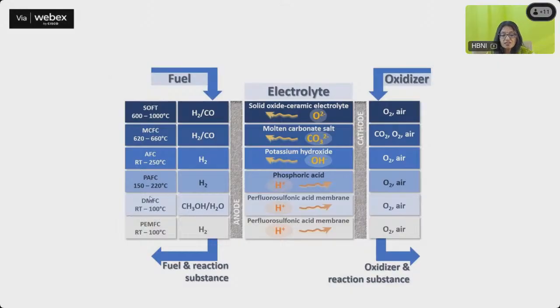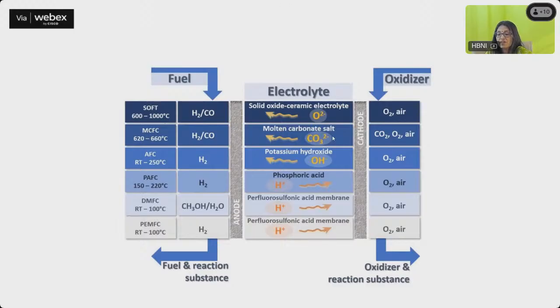So this is basically giving you, on the absolute left-hand side, the name of the fuel cell. You have the solid oxide fuel cell, the MCFC, the alkaline fuel cell, the phosphoric acid fuel cell, the methanol fuel cell, and then the PEMFC. So what is the fuel when you have SOFC? It is hydrogen and carbon monoxide. The oxidizer is of course oxygen and air. And the electrolyte which you use is a solid oxide ceramic.